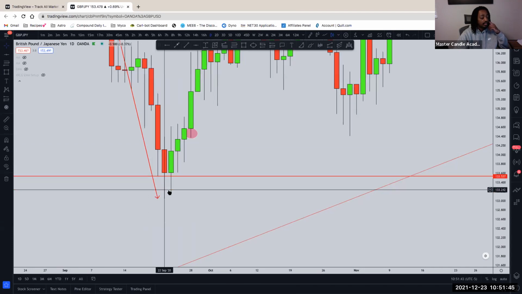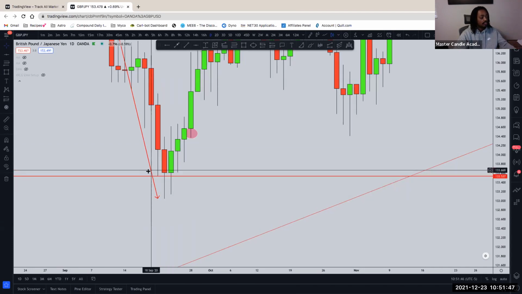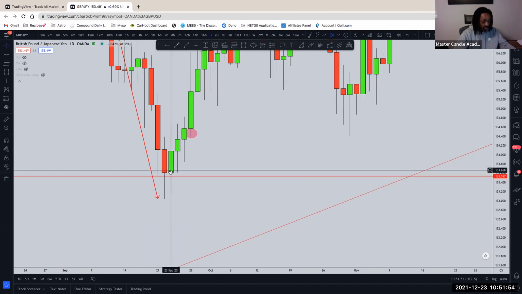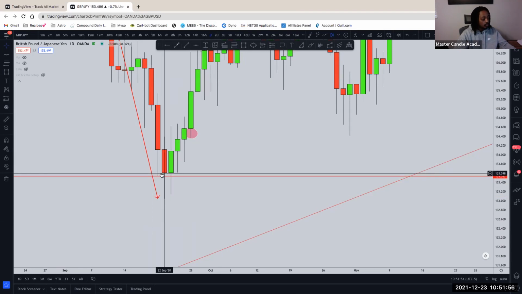Right? So understanding the anatomy of the candlestick, understanding that the body did not want to close below. So before this candlestick is here, I already know what price is going to do.